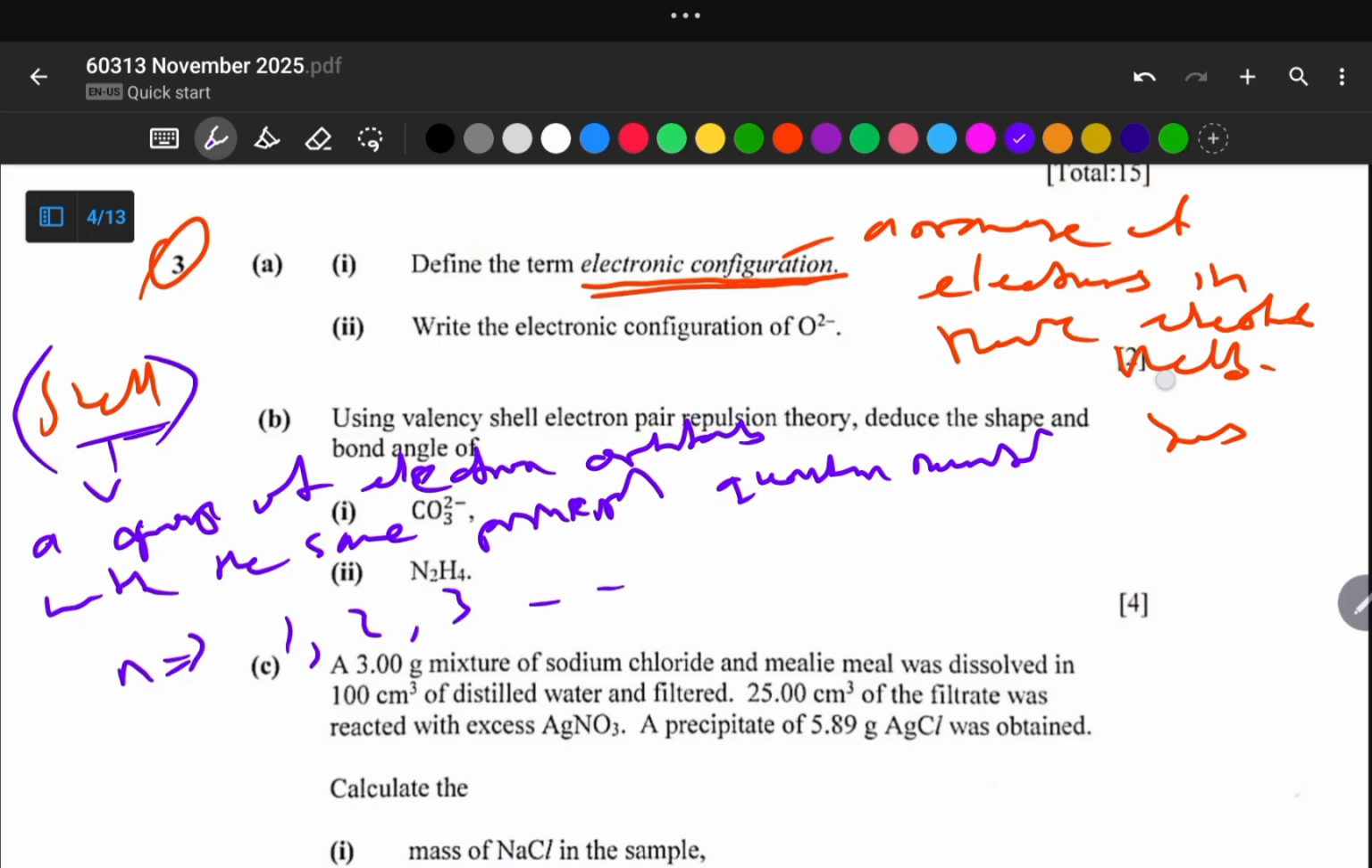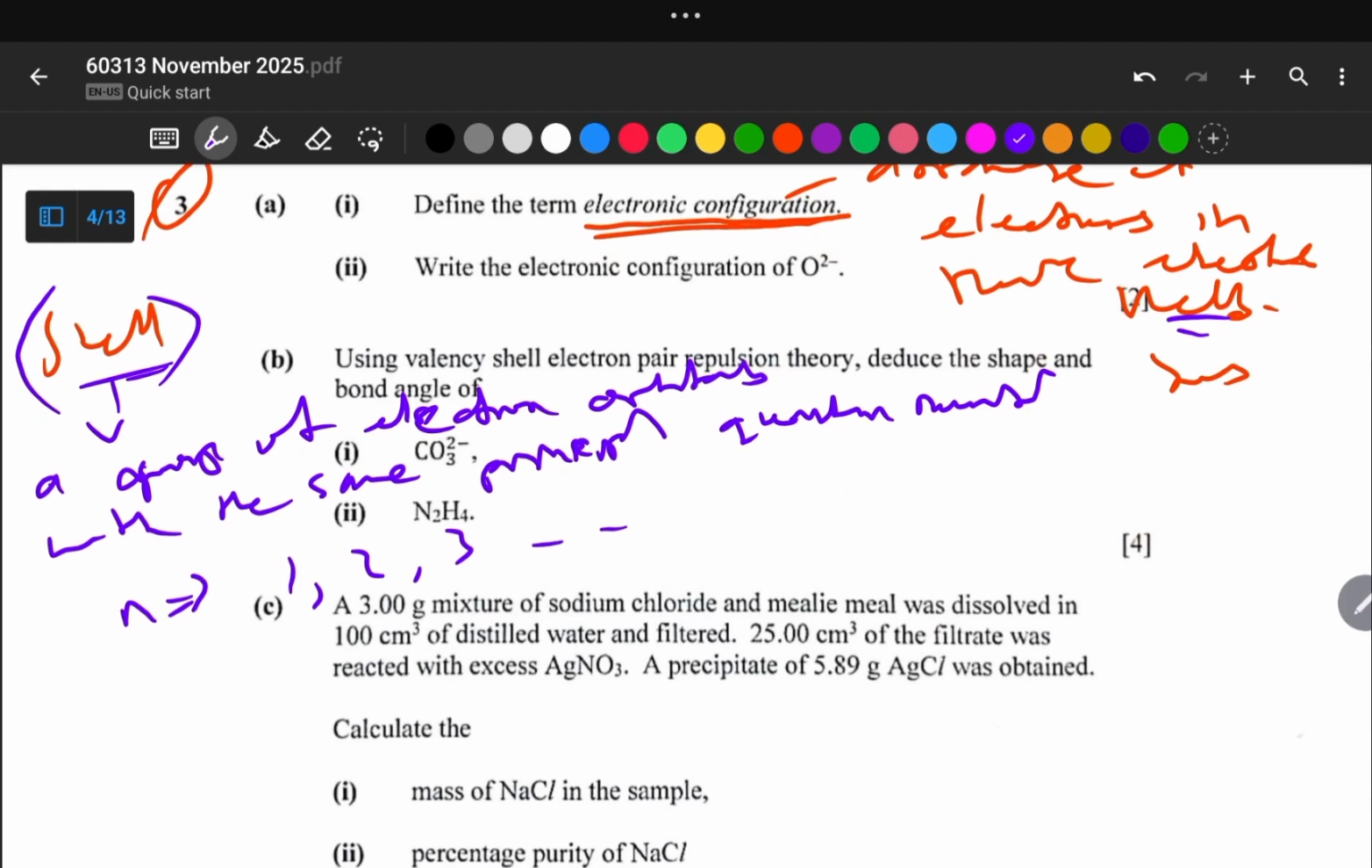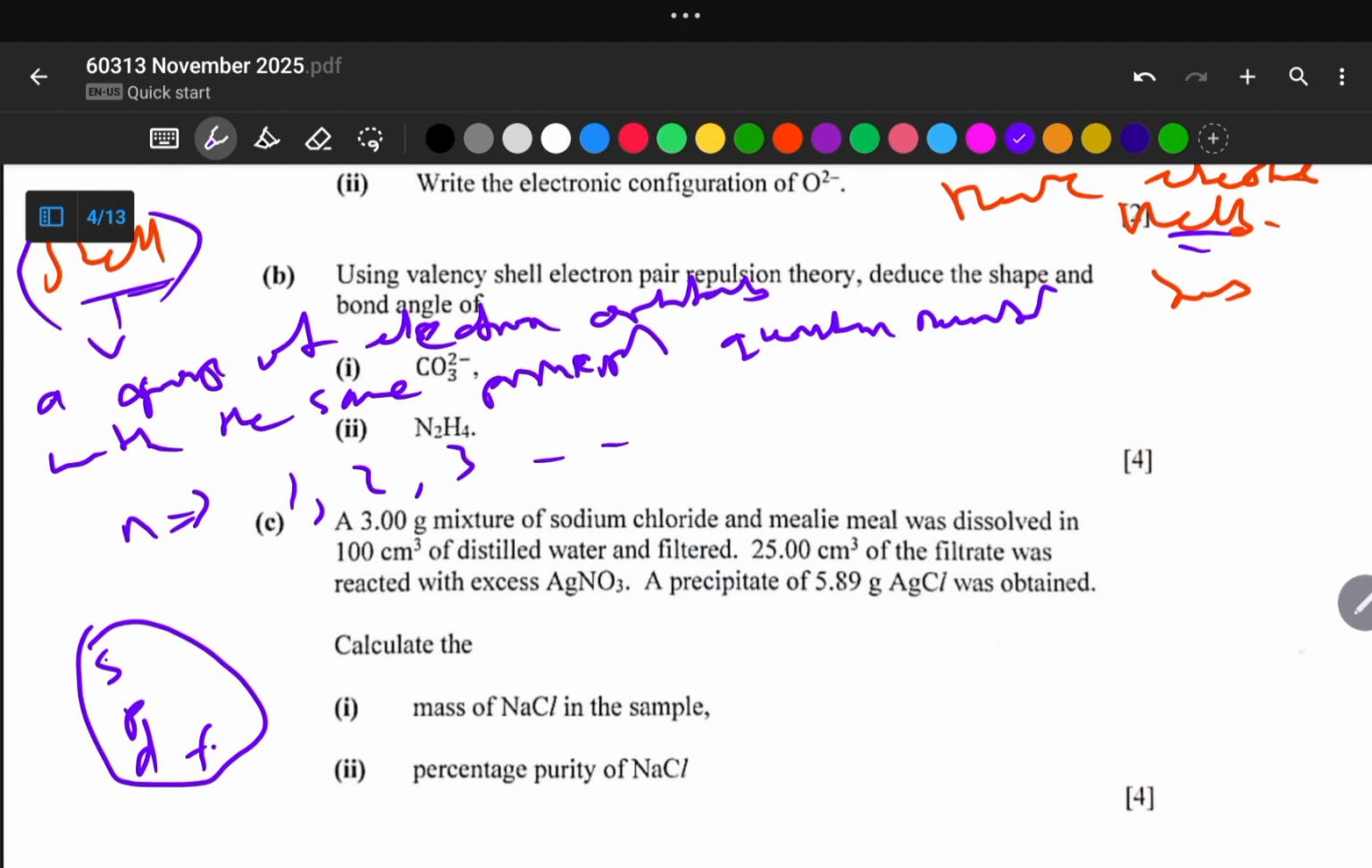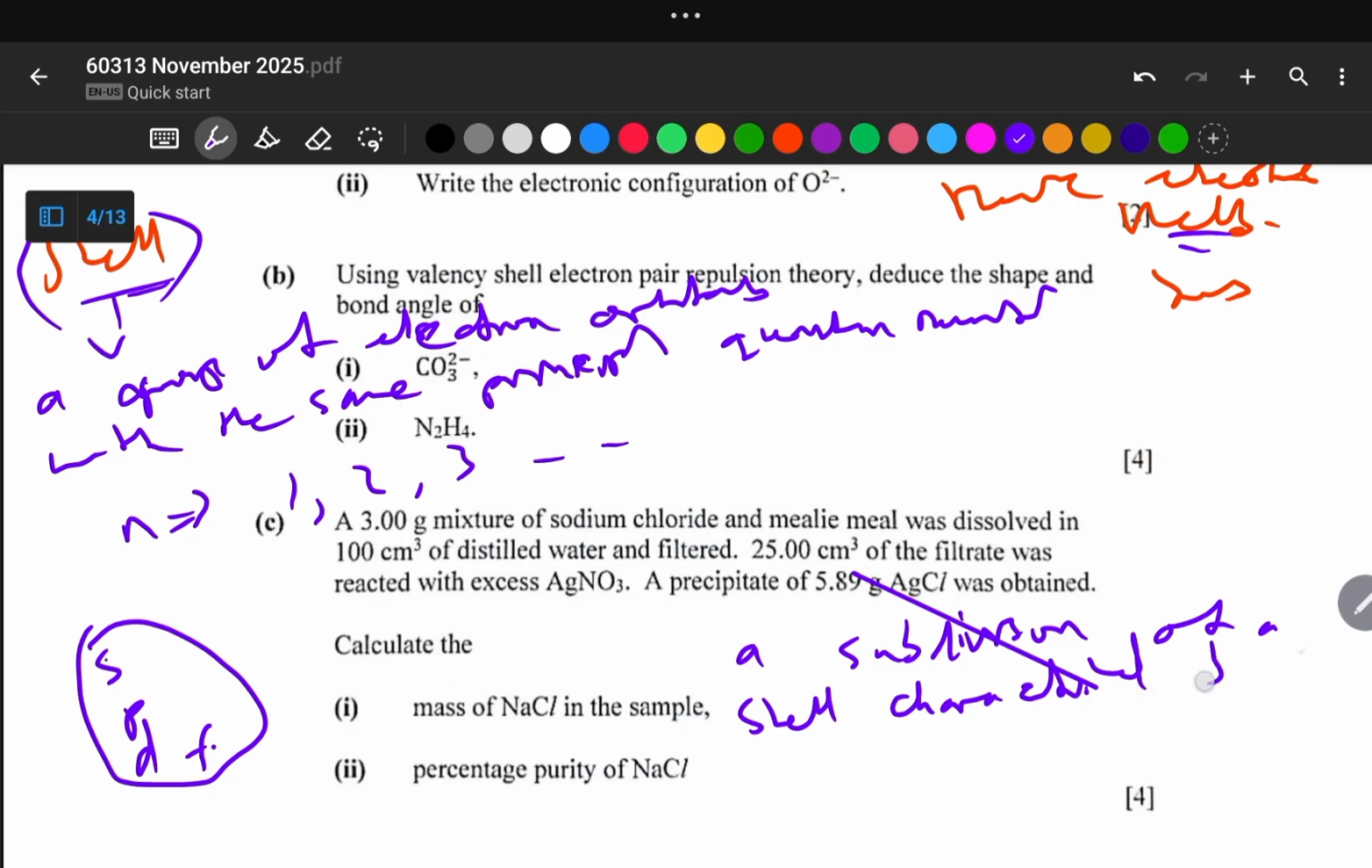And then we go on to define the subshell. So a subshell is defined as a subdivision of a shell characterized by the quantum number, right? So we have the s, p, d, and then f, right? So these are the subshells, right? So the definition of a subshell, we're saying that we're having a subdivision of a shell characterized by the quantum number, right?